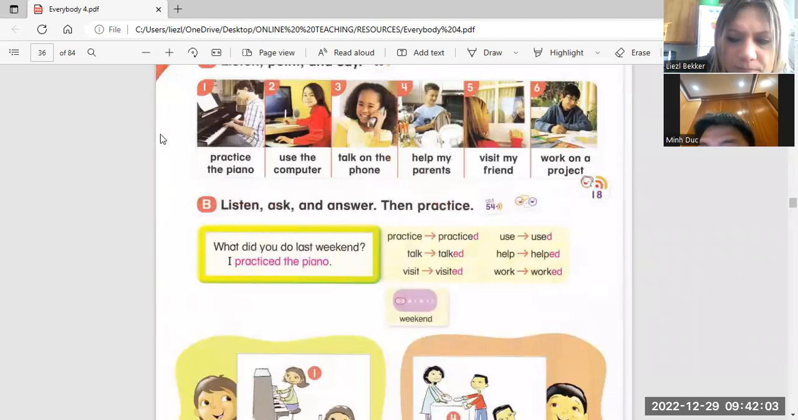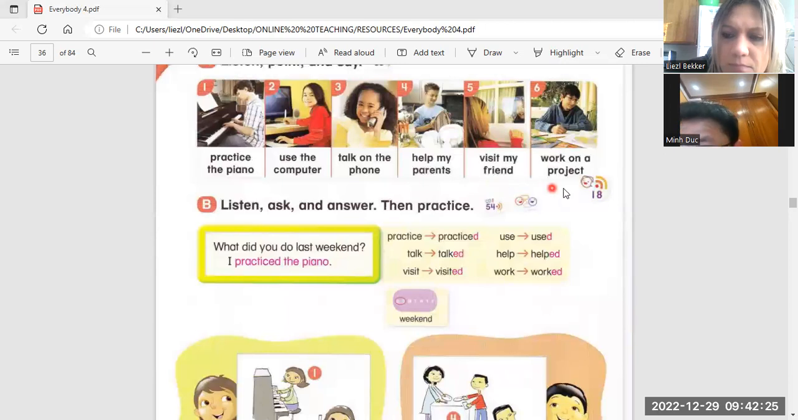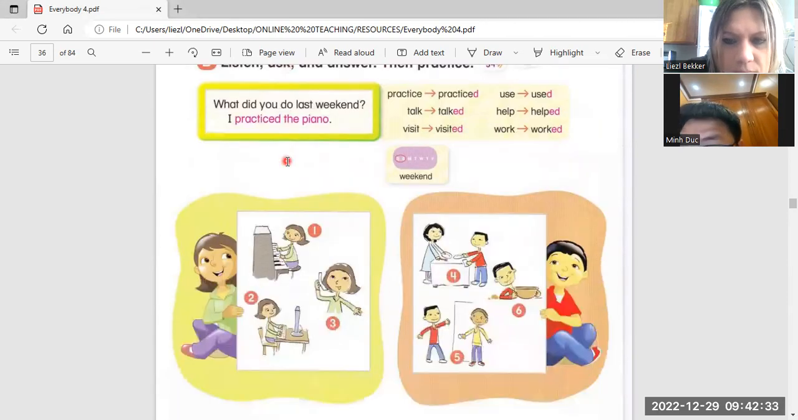Okay, let's read number one. Practice the piano. Number two. Use the computer. Talk on the phone. Help my parents. Visit my friend. Work on a project. Okay, what did you do last weekend?